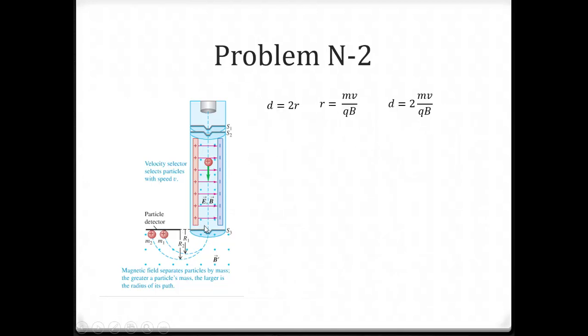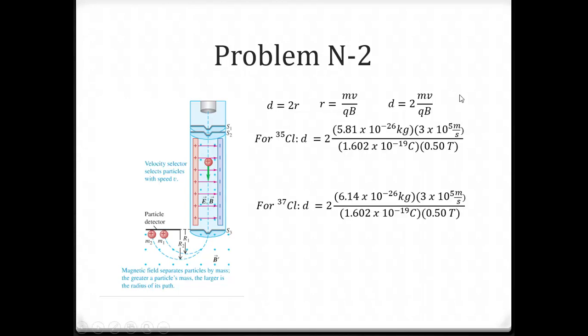So this distance is going to be equal to twice the radius. I know the radius is mv over qB, from setting mv squared over r equal to qvB and working it out. And so the distance would be twice that value. If I plug in all the information for chlorine 35 and chlorine 37, we can get our two values. The chlorine 35 is going to be hitting that detector someplace 43.5 centimeters away from S3, and the chlorine 37 would be at 46 centimeters.